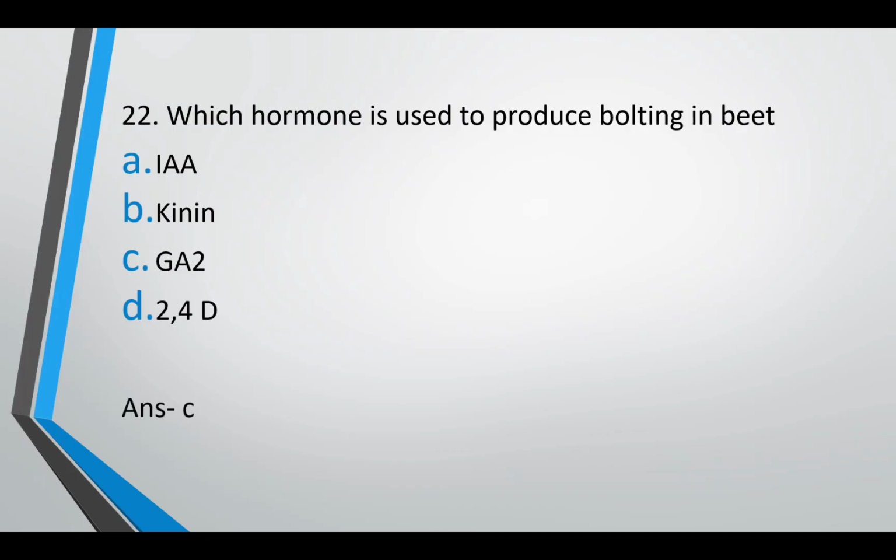What does bolting refer to? It refers to internode elongation just prior to flowering and occurs in beet. It is carried out by spraying of GAs.